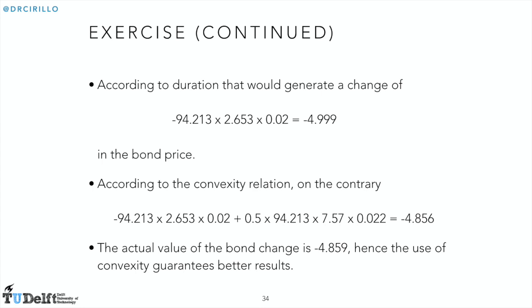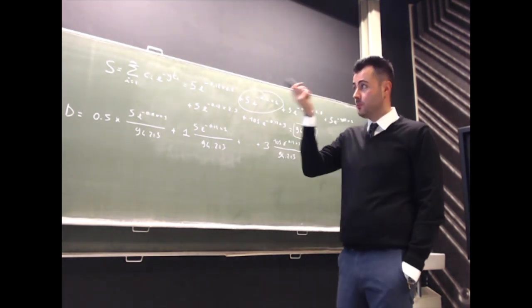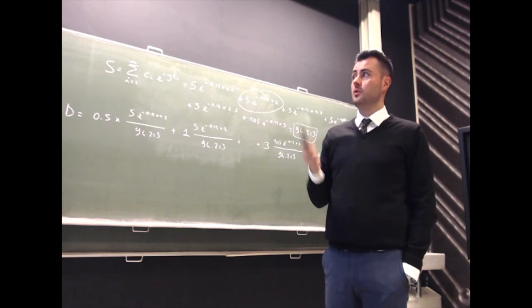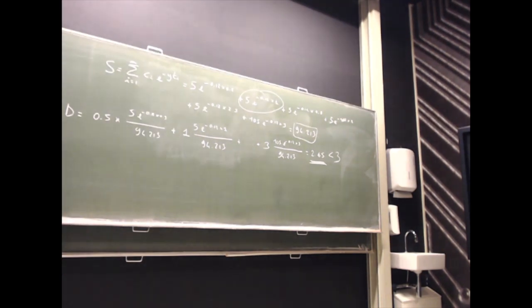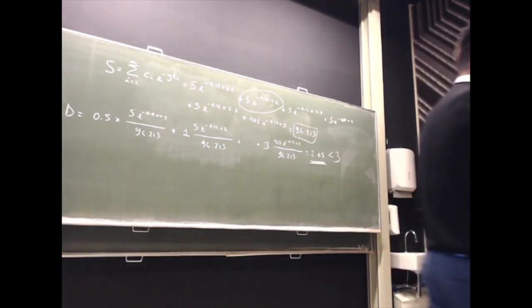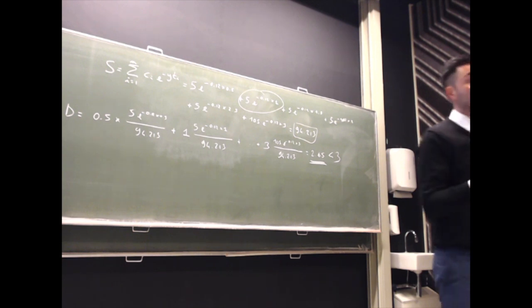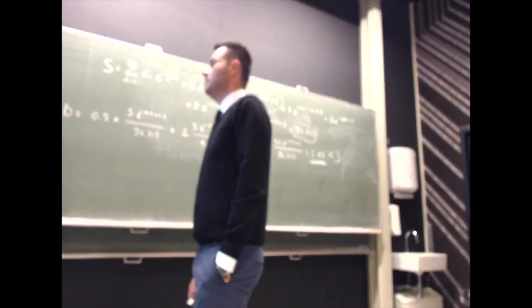Now, you may think, who cares? Minus 4.99, minus 4.85. They are close enough. Yeah. The point is that if you then recompute everything, so instead of using the yield of 12, you compute the yield of 14, you find that the actual value is this. And you agree with me that this quantity here that you get with convexity is definitely closer than the one that you get with duration only. And if that quantity is maybe multiplied by a few millions, well, it's an important difference. Okay? It's definitely important for your portfolio.